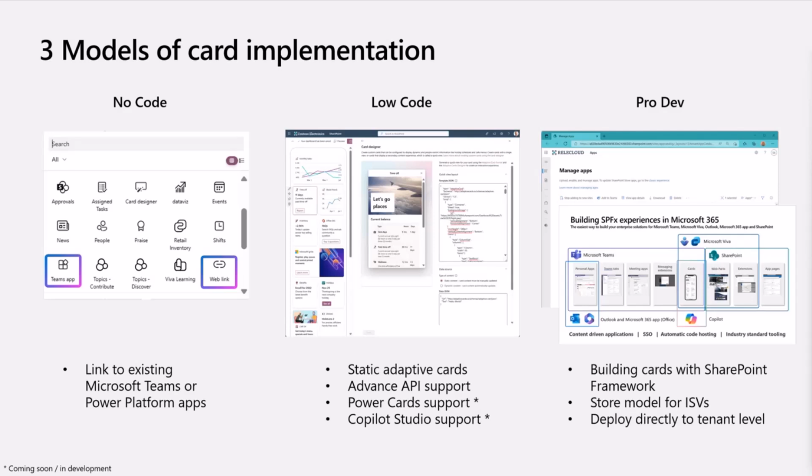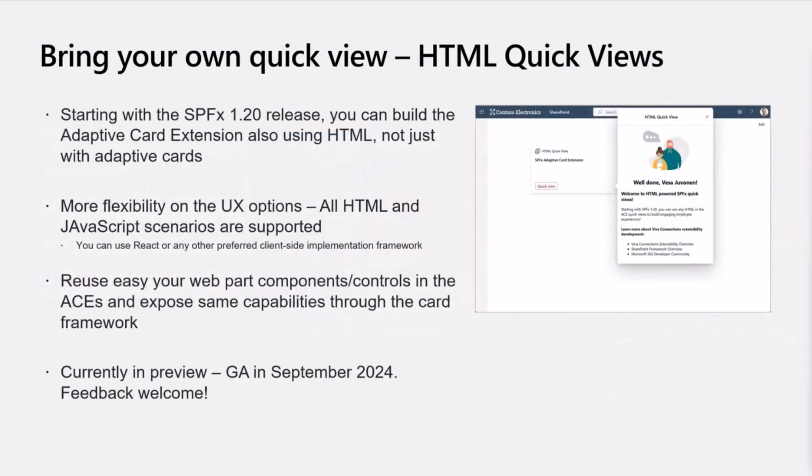Now today we're going to focus on the pro dev scenario, which is the HTML quick views, and that's actually enabling us to use not just adaptive cards, but also HTML or JavaScript or whatever you want directly inside of the quick view. Quick view is the one which is presented when you click or initiate the card view. And of course, this works on any device, in any experience as well. So iPad, iOS, Android, all of that in the right way.